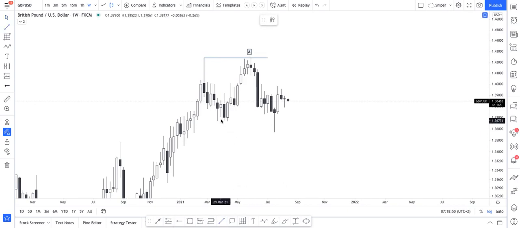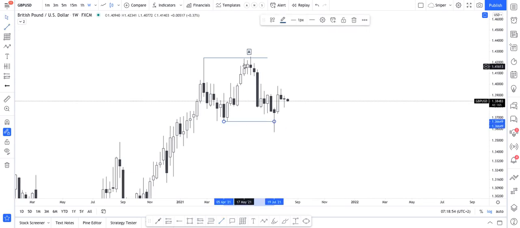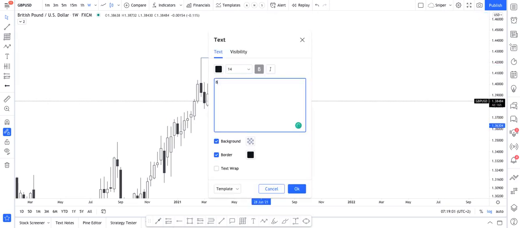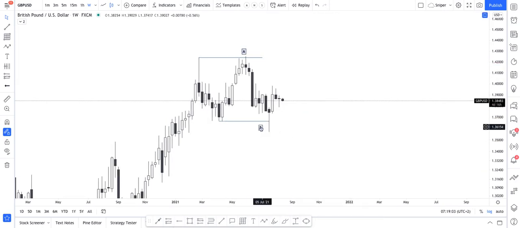Where was our point B? Well, our point B was down at these lows. That would then be point B, and that is our AB movement from there to there. So that was the move towards the downside. That was our AB movement.